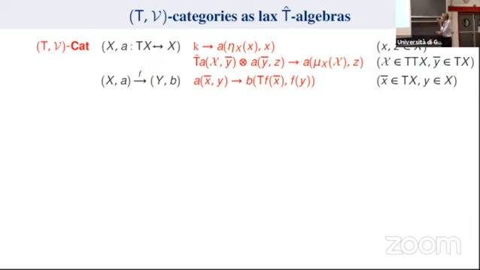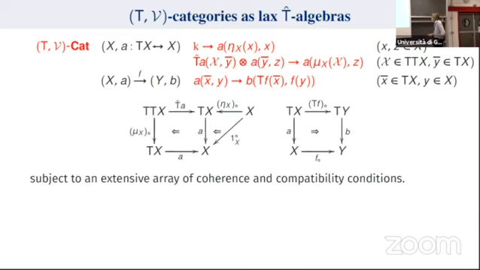So it's a set together with an array Tx times x of V objects called little a. And you have these two axioms with arrows that are better understood if you look at the familiar diagrams, because they come from inscribed two-cells in the usual Eilenberg-Moore diagrams. And they're subject, again, to an array of coherence and compatibility conditions.